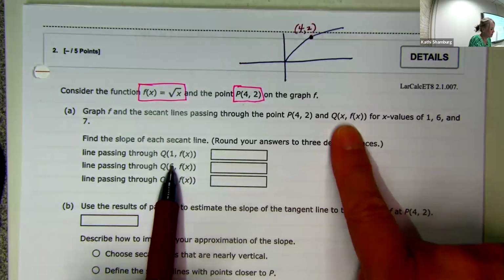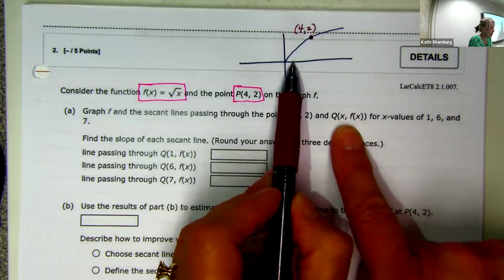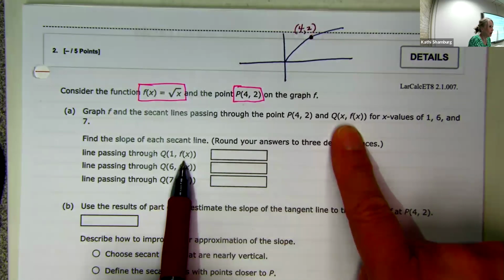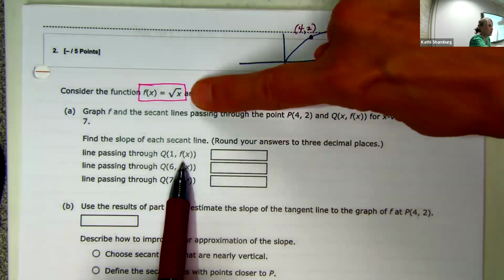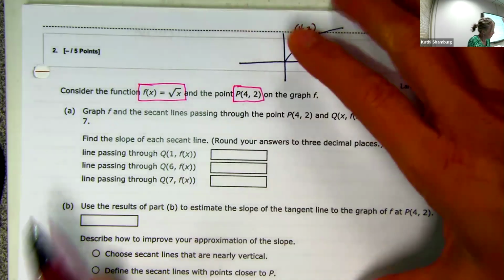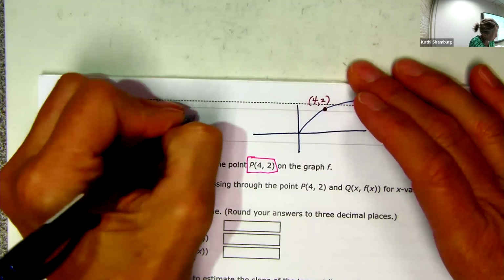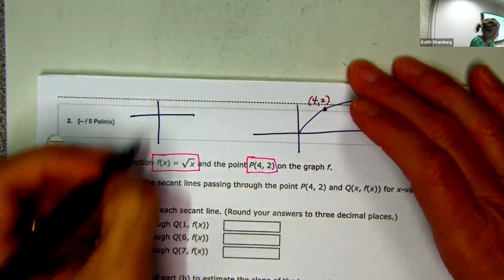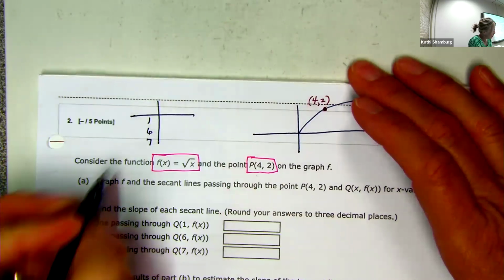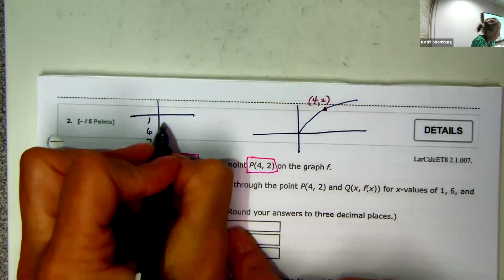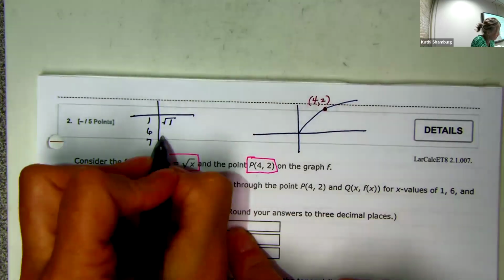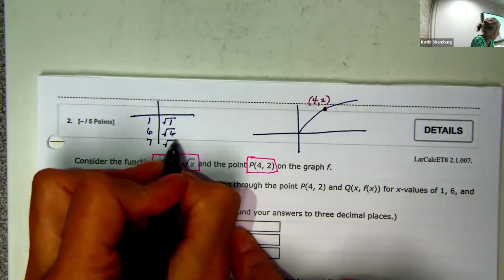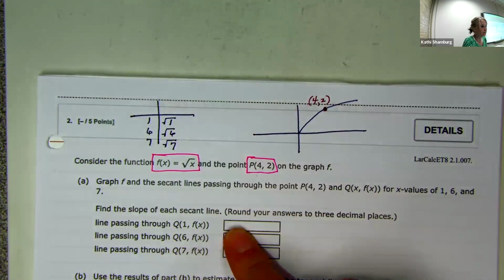They're going to give us different values of x. So this is saying that I want to go over 1. Well, I've got to find its output. How do I find that ordered pair? I put it in here, right? Let's say 1, 6, 7. To find its output, we would do the square root of 1, the square root of 6, the square root of 7.